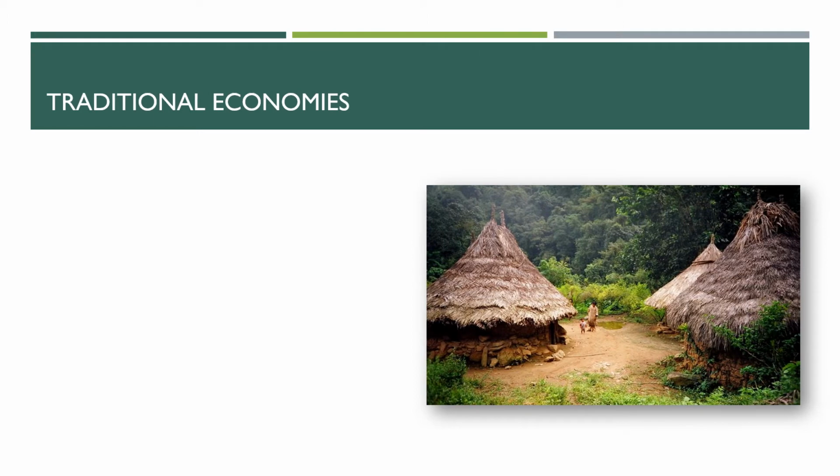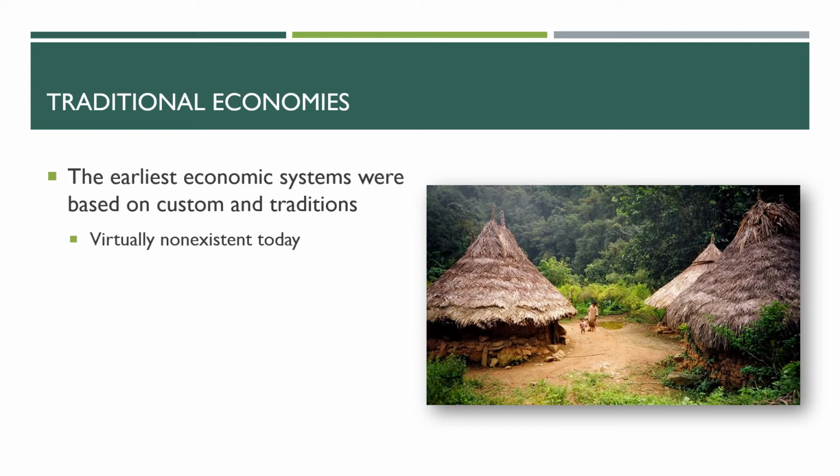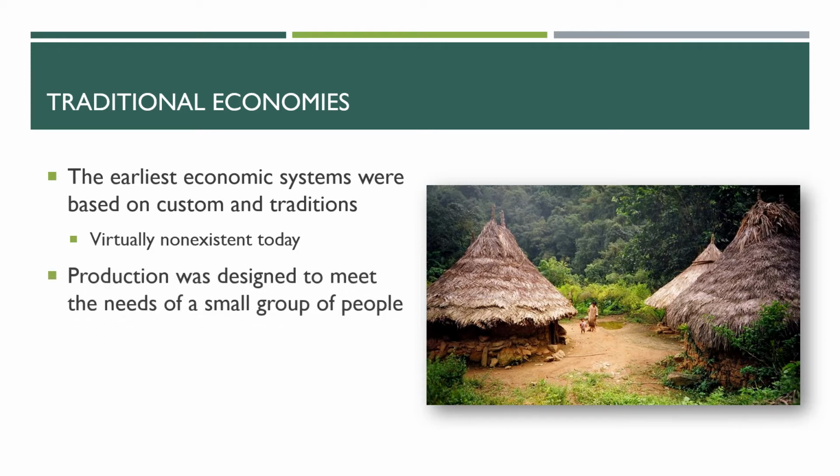Now, a long time ago, before modern civilization, you could think like hunter-gatherer times up through maybe some of the very earliest civilizations, we had what were called traditional economies. They don't really exist much today unless you're out in the middle of the Amazon rainforest living with some indigenous peoples. But in a traditional economy, production was designed to meet the needs of a small group of people, think like a tribe, maybe 50 people or less.